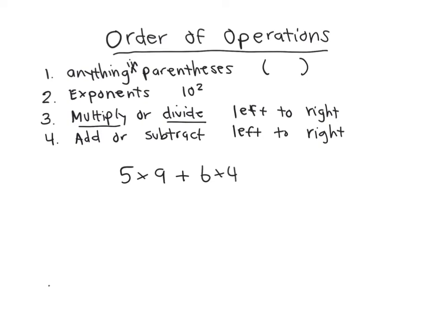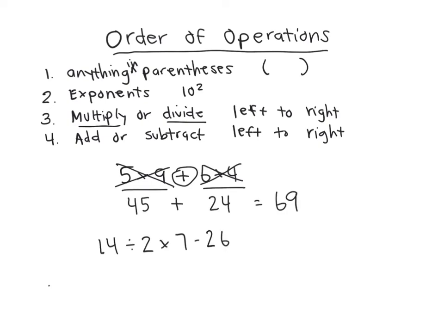So anything in parentheses, no. Exponents, no. Multiply or divide from left to right. Well, we have 5 times 9 and 6 times 4, so we're not going to do this adding yet. So we're going to do 5 times 9, which is 45, and 6 times 4, which is 24. And again, I just like to cross it out just so I know that the numbers are there, or I write underneath or above, just so that I can see it. And then I can just put this little plus right here, and then I can just do it. So 45 plus 24 is 69.